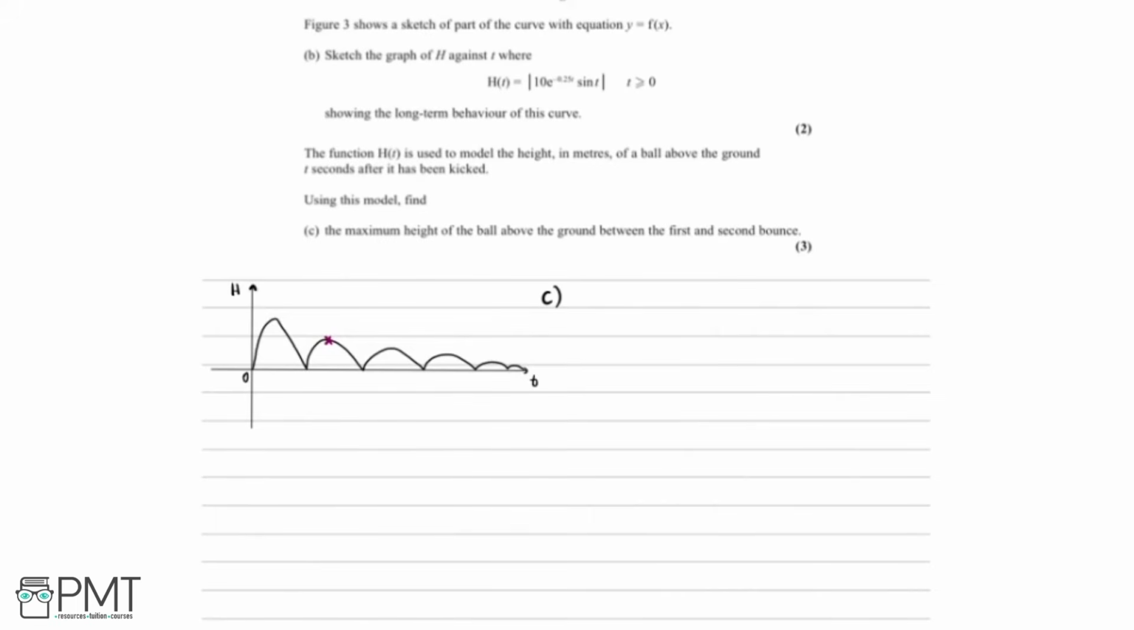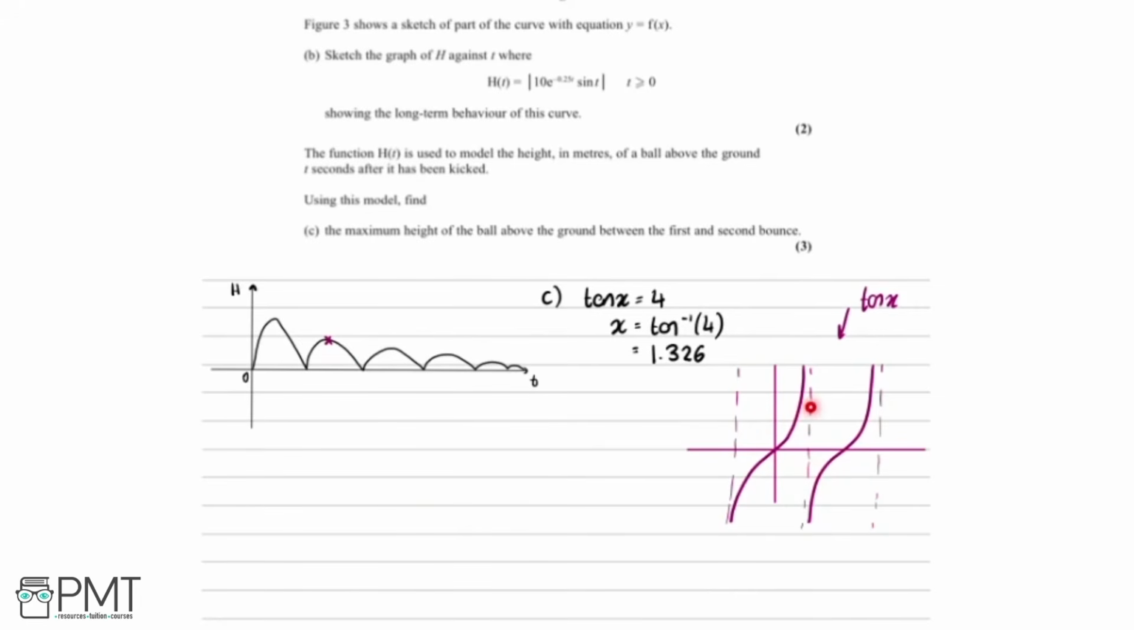So we can say that tan x equals 4, x equals the inverse tan of 4. If I put that into the calculator, working in radians, we get 1.326. However, this is just one of the solutions, and we actually don't want to find the first solution, we want to find the second solution. So I've drawn a quick sketch of the tan graph here to illustrate what we're doing. If our first solution is 1.326 radians, so about here, our next solution we can go along, and it'll be here.